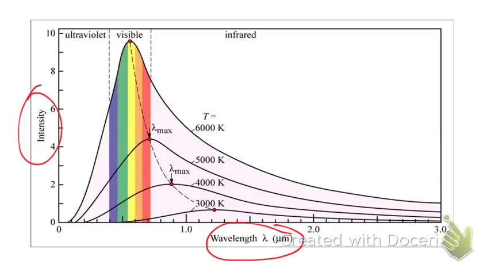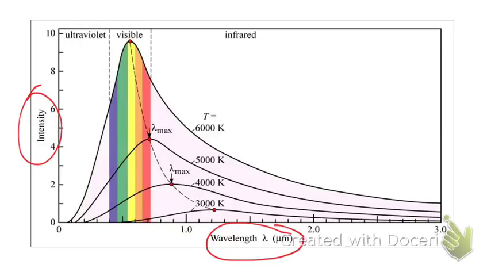Okay. Now, remember we said that emitted light, the type of emitted light, is temperature dependent. So depending on the temperature of the object will depend on the type of electromagnetic radiation that's being emitted. All right?